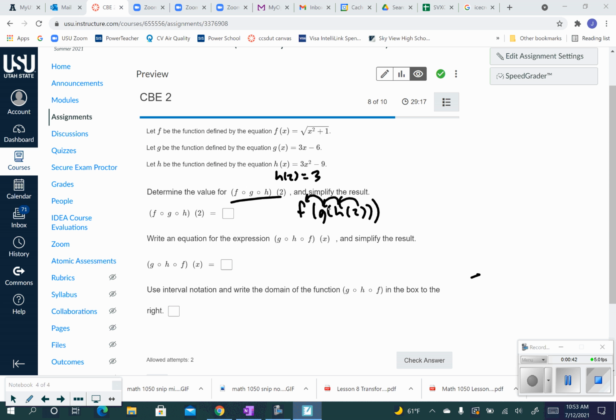So I'm going to take 3 and plug it into g. What is g of 3? 3 times 3 is 9, minus 6 is also 3. Now I got 3 back out again, so I'm going to plug 3 into f. Square root of 3 squared is 9, plus 1 is 10. So we end up with the square root of 10. That should be my answer right there. Let's put that in, then we'll try the next one. So, square root of 10.